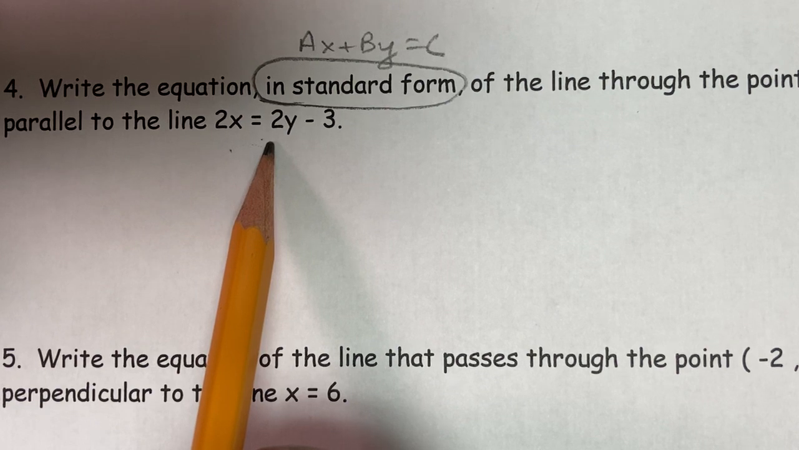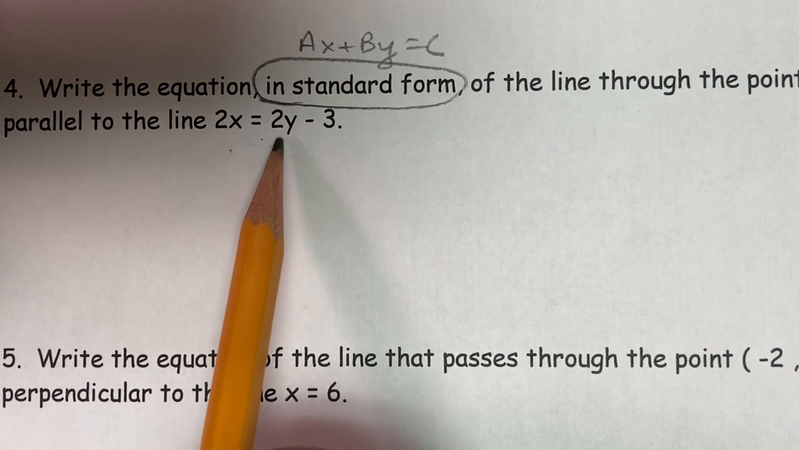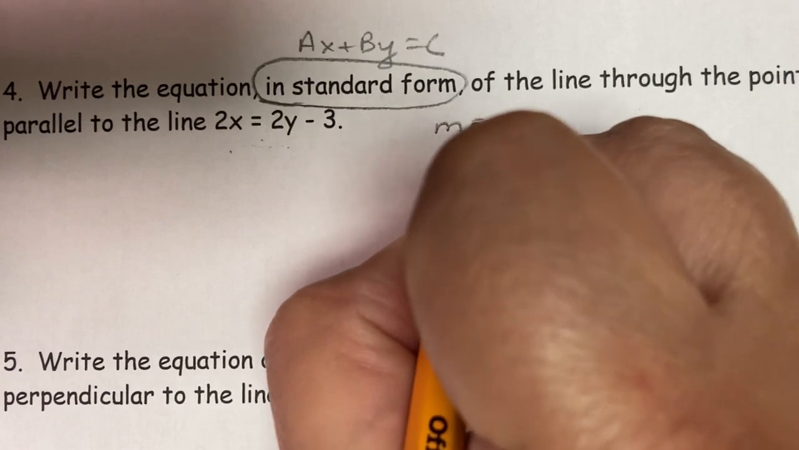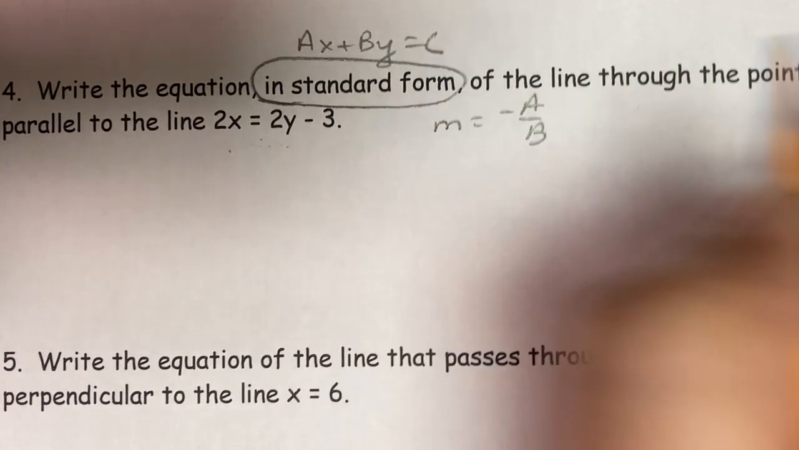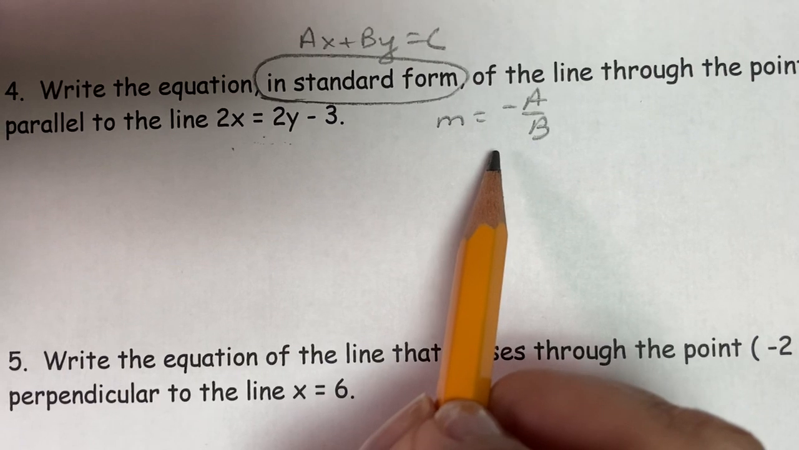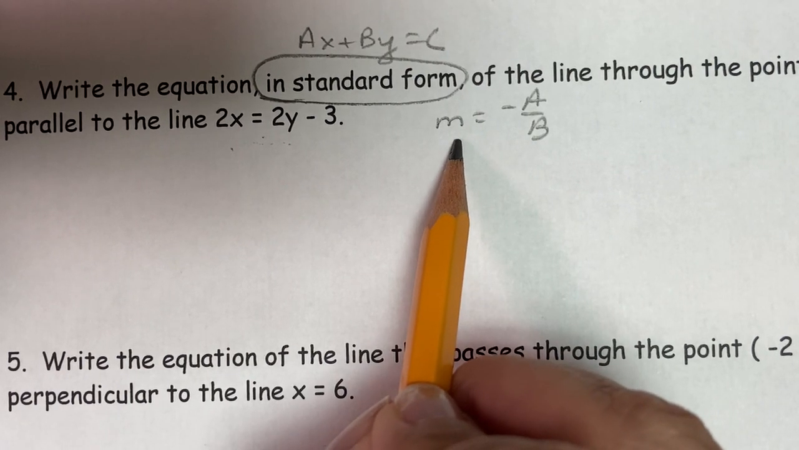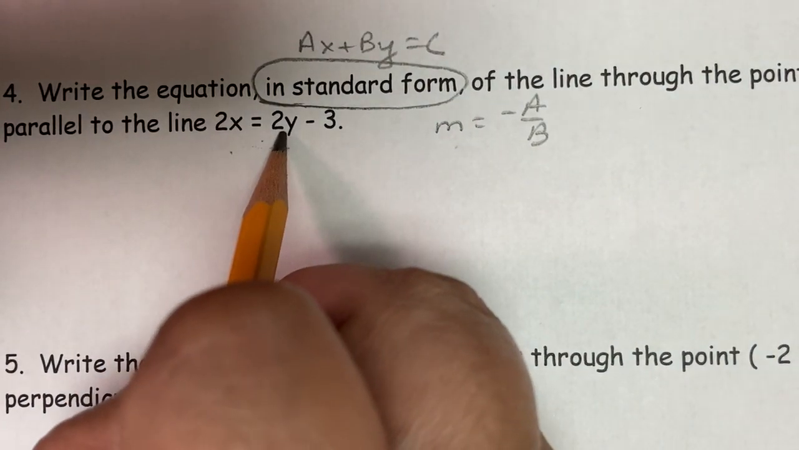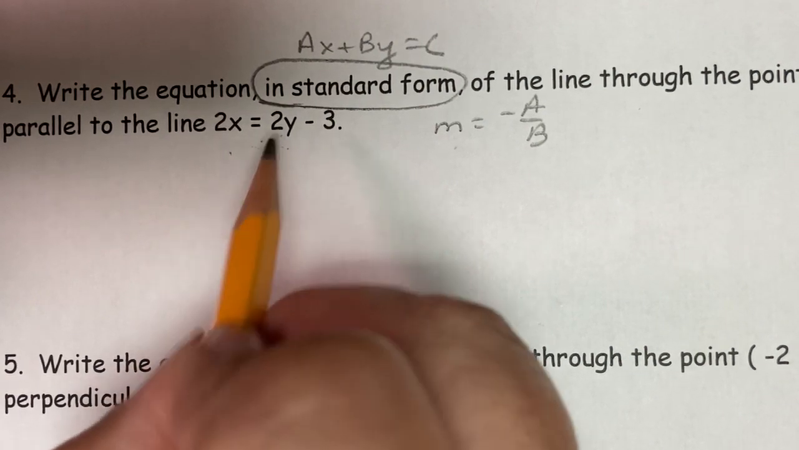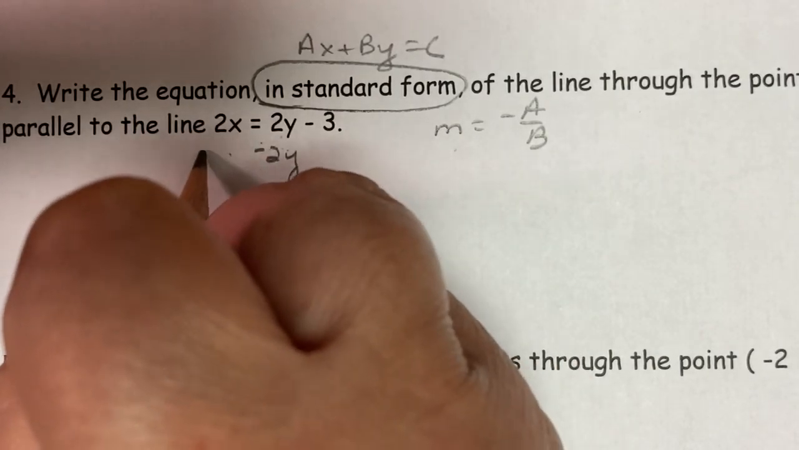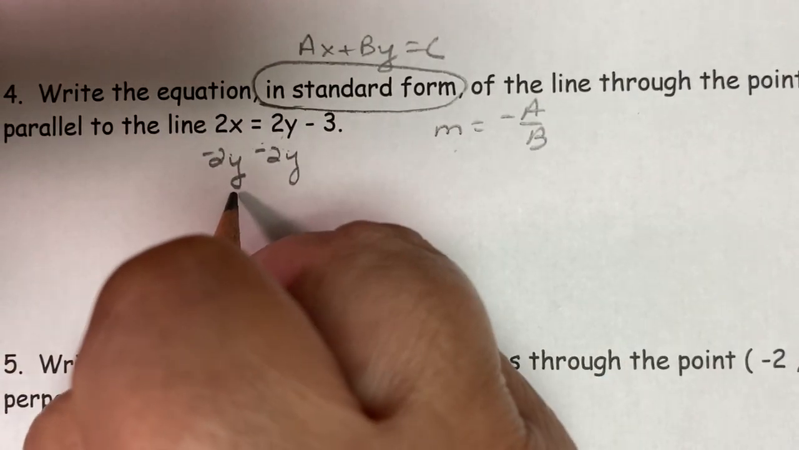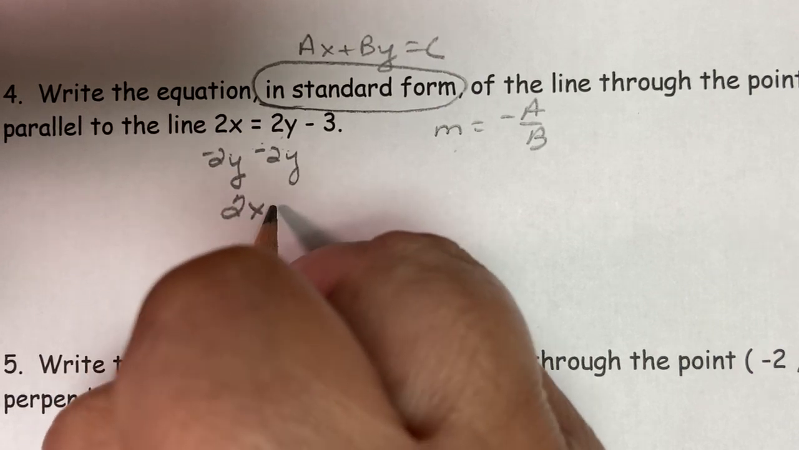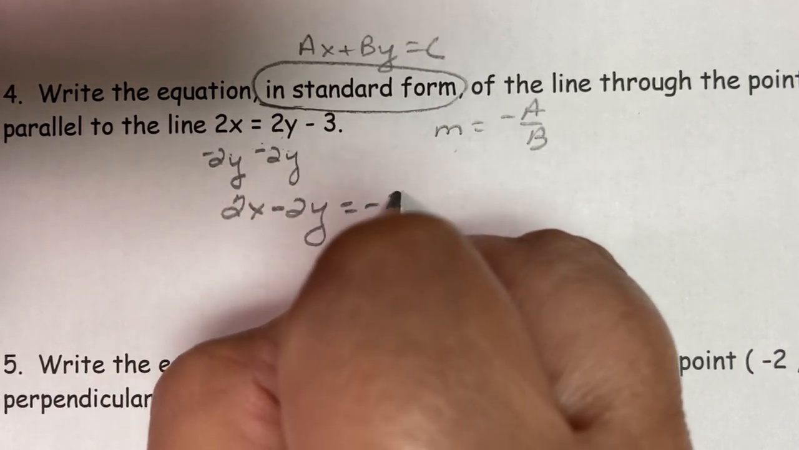So again, there are two different ways to find the slope. You can put this in slope-intercept form by getting the y alone on one side, or remember I said we could use negative a over b, but we have to be careful. Our equation has to be in standard form to be able to use this. Well, this is really easy to put in standard form. Standard form means we just want the x and the y on one side together. So I'm going to subtract 2y from both sides of this equal sign. So 2x minus 2y is equal to negative 3.